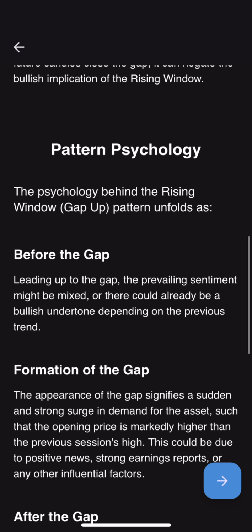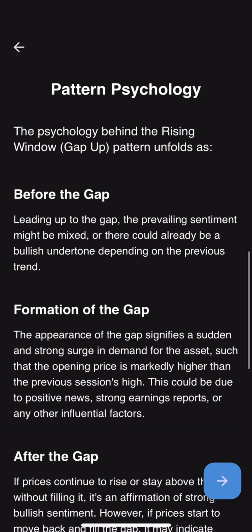Pattern psychology. The psychology behind the rising window, gap up, pattern unfolds as follows. Before the gap, leading up to the gap, the prevailing sentiment might be mixed, or there could already be a bullish undertone depending on the previous trend. Formation of the gap: the appearance of the gap signifies a sudden and strong surge in demand for the asset, such that the opening price is markedly higher than the previous session's high. This could be due to positive news, strong earnings reports, or any other influential factors.